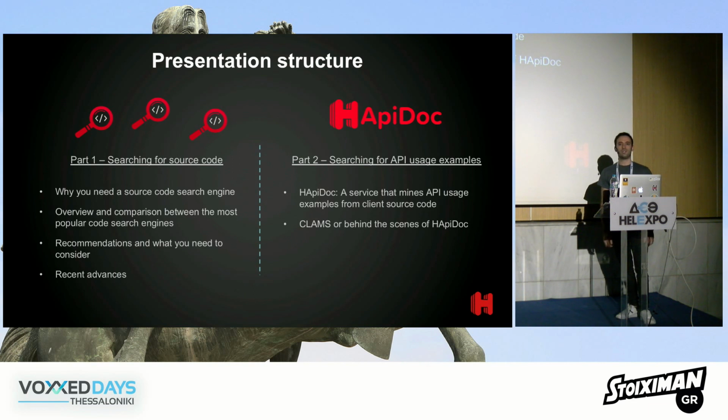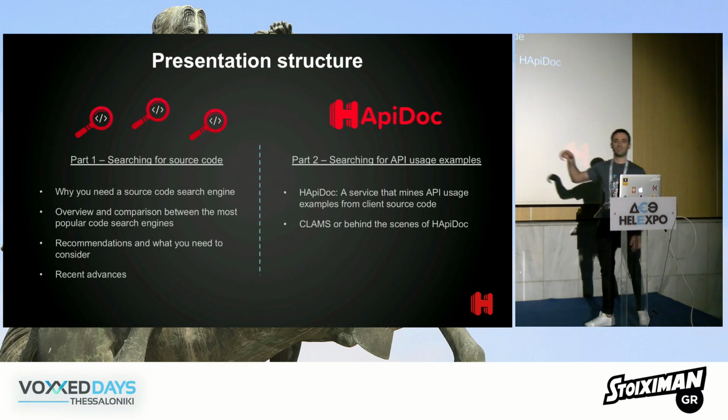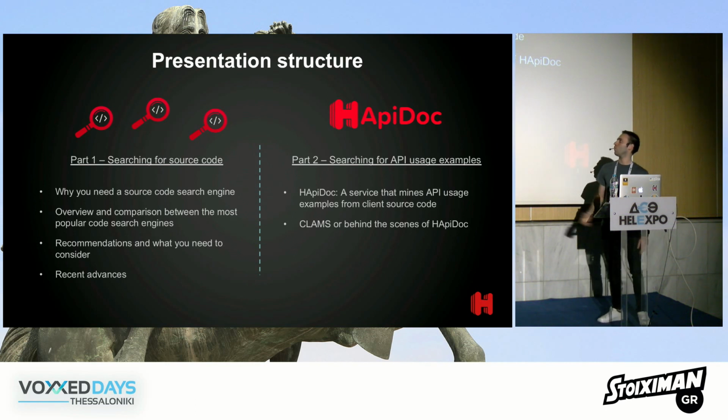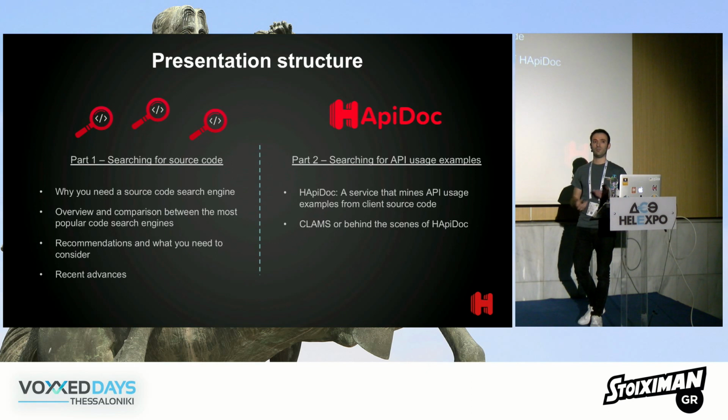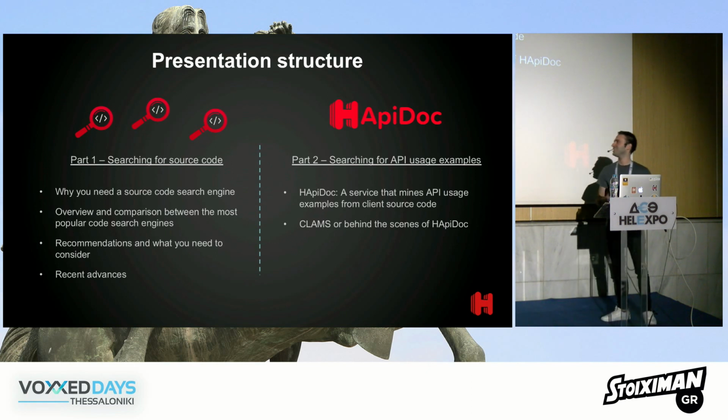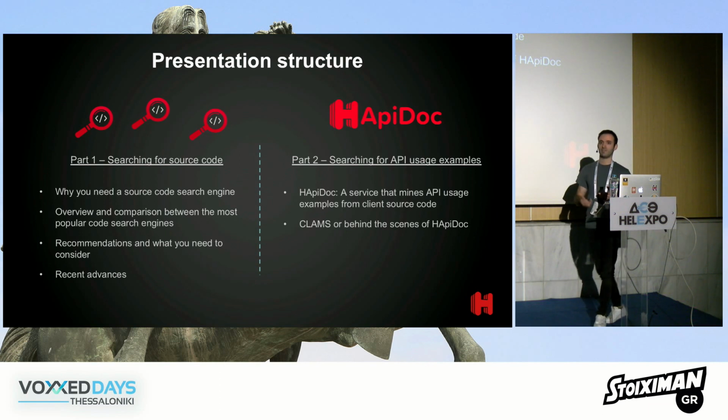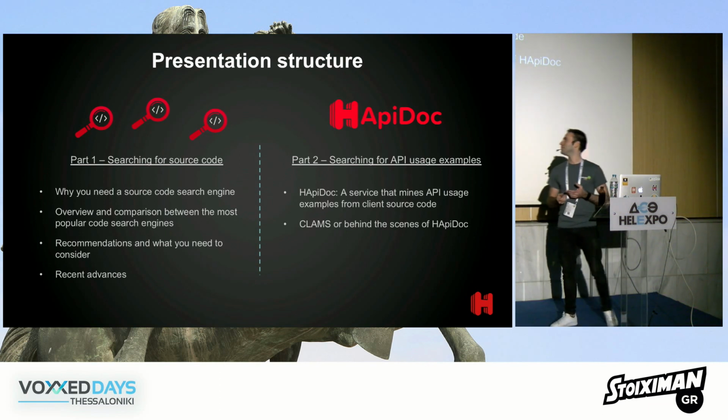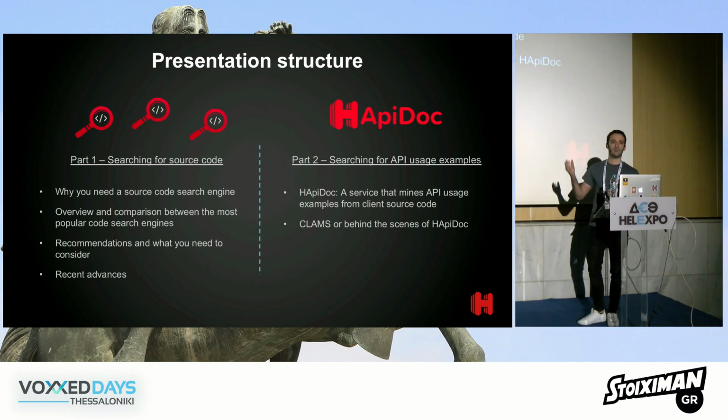The presentation for today is structured as follows. The first and main part is going to be around source code searching and search engines. So why you need a dedicated tool for that. We will go through an overview and a comparison between the most popular solutions in the market right now. Probably most of you don't know anything about this topic, so I think it's going to be interesting to see your reactions. And then because the decision on which service to use heavily depends on your needs and your team's or company's needs, we'll go through recommendations and things you need to consider.